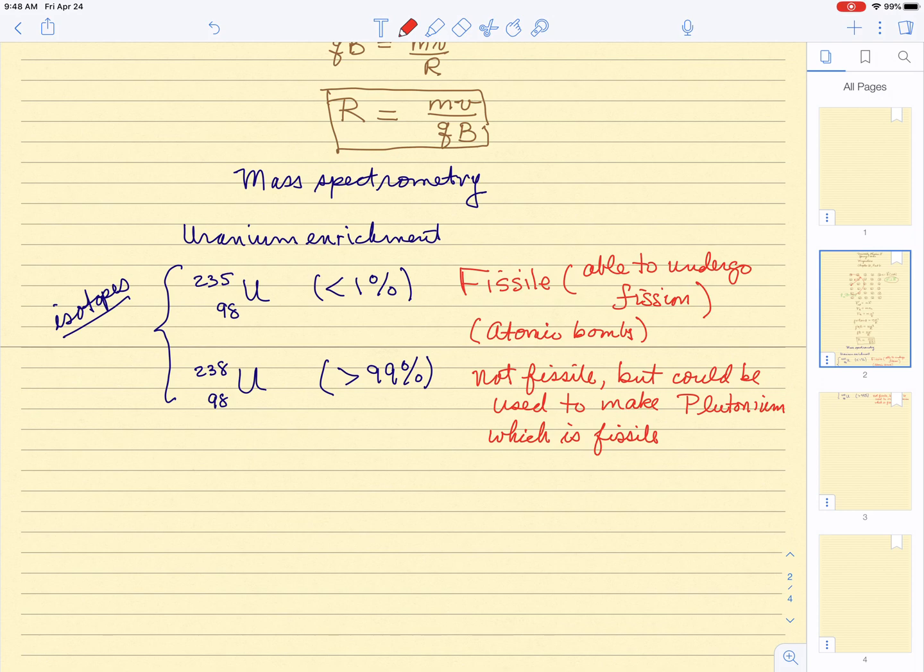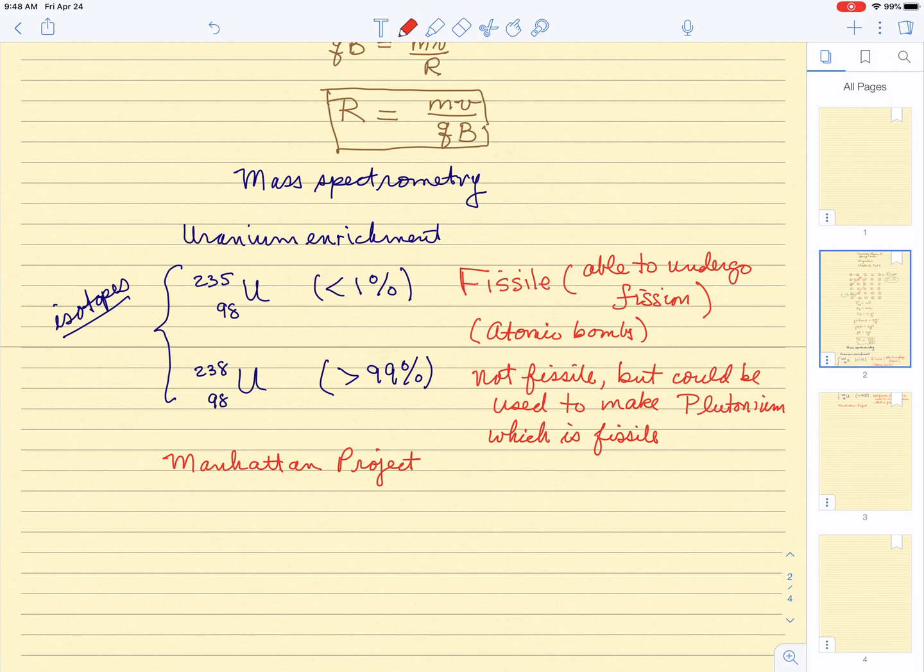So both of these isotopes were very important during what is called the Manhattan Project. And for those of you who are interested and don't know very much about it, you should give it a whirl and look it up on Wikipedia. Lots of good chemistry there and physics.